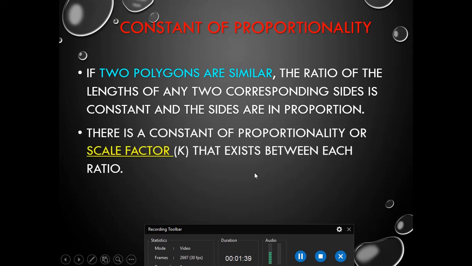We call that ratio a scale factor or a constant of proportionality. We use the variable k to represent the scale factor that will exist between each ratio and each set of corresponding sides.